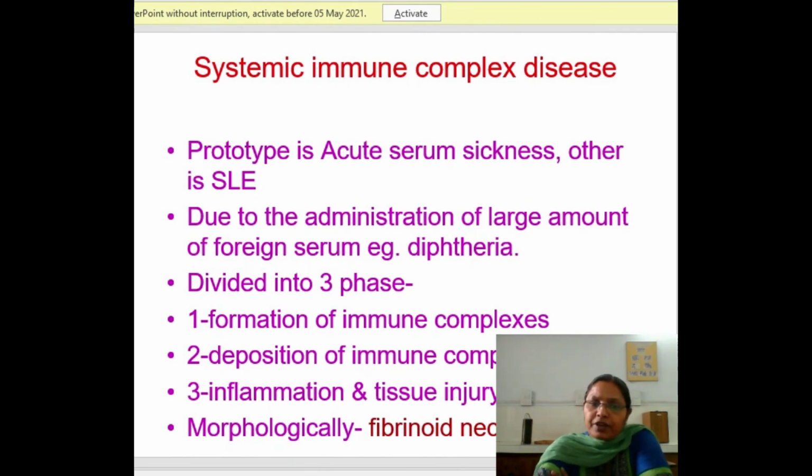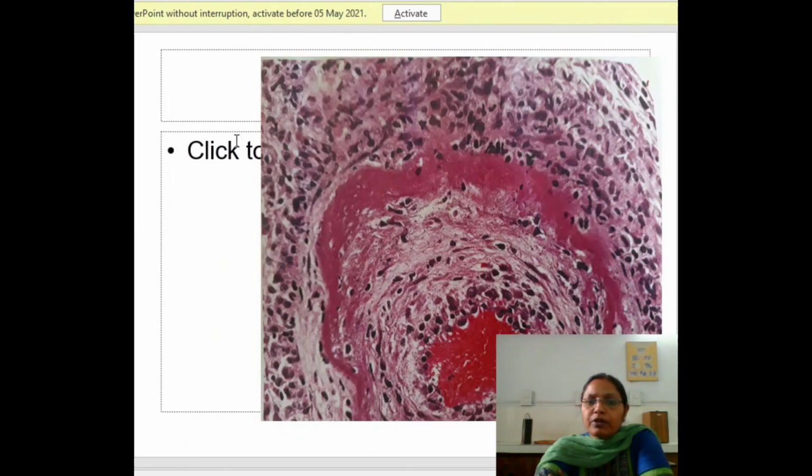They are divided into three phases: formation of the immune complexes, deposition of the immune complexes, and after deposition there is activation of certain systems that will cause inflammation and tissue injury. But what we see morphologically is fibrinoid necrosis, which is shown in this diagram. What is fibrinoid necrosis? There is necrosis of the vessel wall, and there is infiltration of neutrophils in the vessel wall, and there is disruption of the different structures of the vessel wall like elastic laminas, etc.